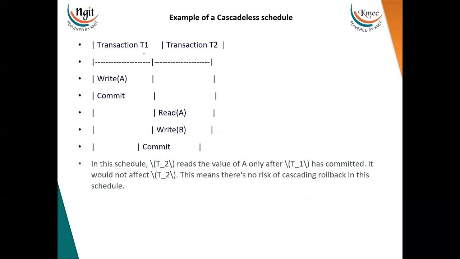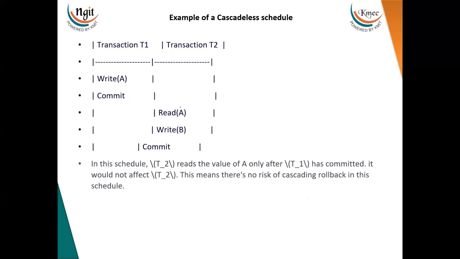Here also we have two transactions, T1 and T2. A cascadeless schedule is one of the solutions for the cascading rollbacks which we have seen in the previous slide. A write operation is made on data item A by the T1 transaction, and then it has committed. After that only, the T2 transaction has started and it performs read and write operations.